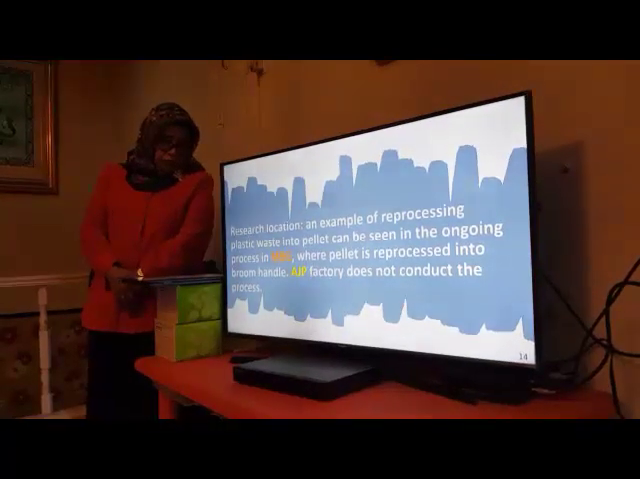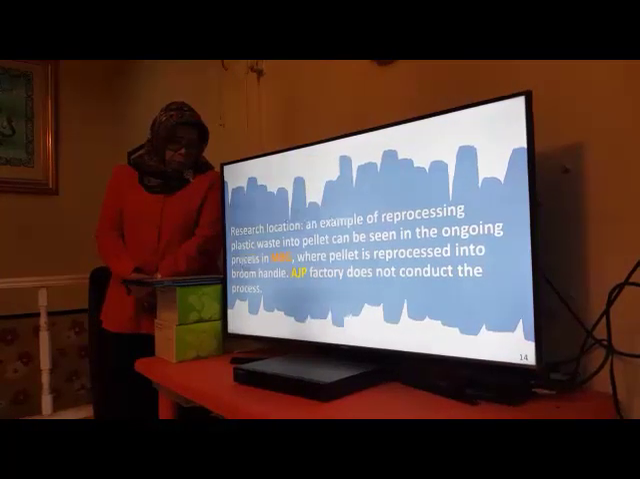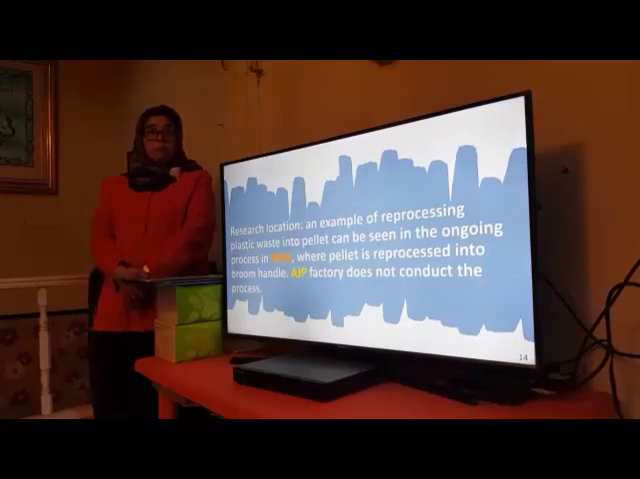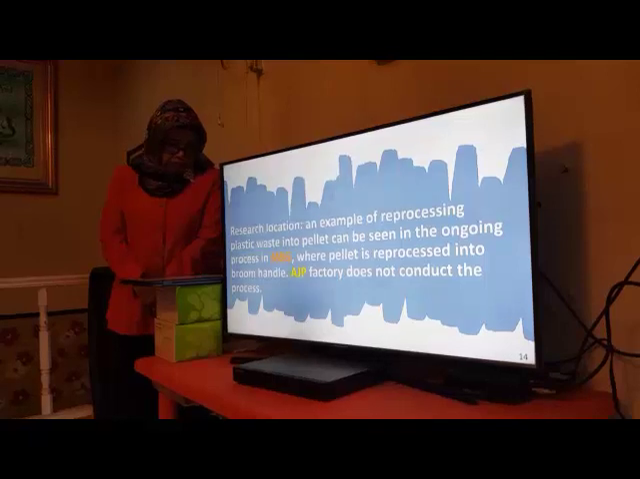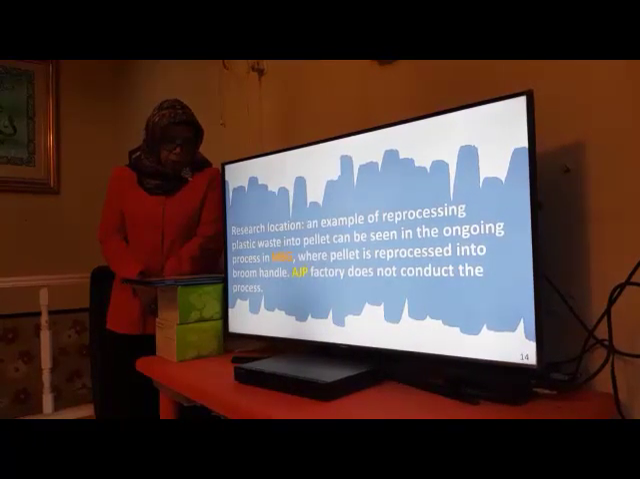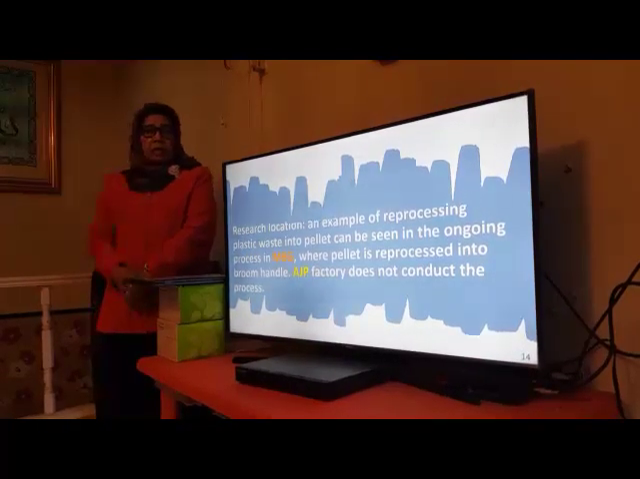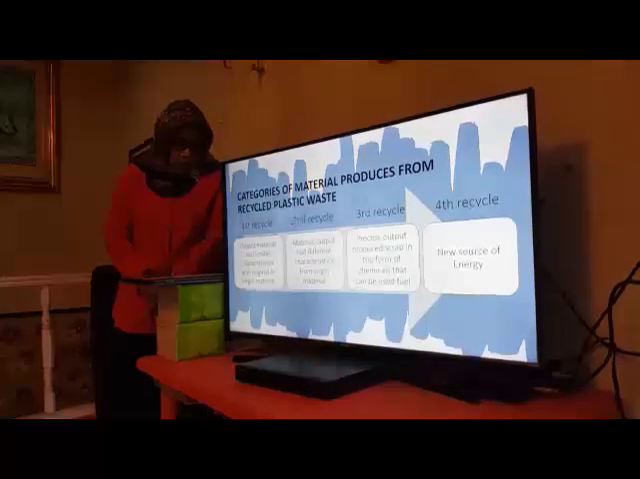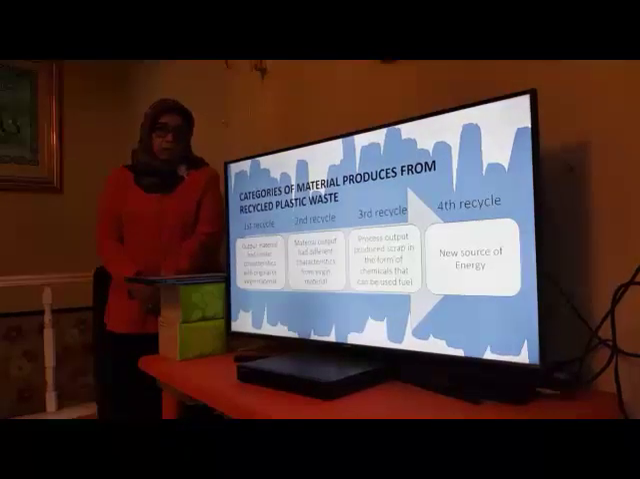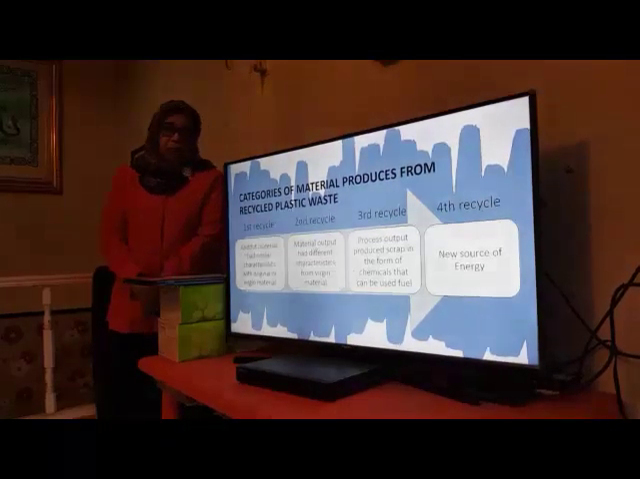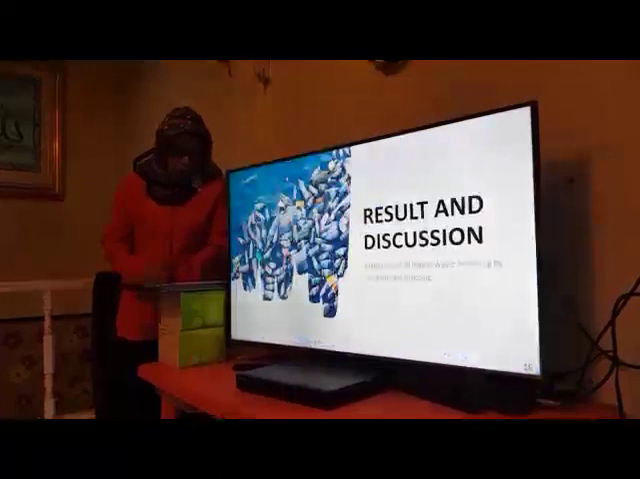The research locations, as examples of reprocessing plastic waste into pellets, are MBG, a small medium industry for plastic waste in Bekasi, and the second, the pellet AGB factory in Surakarta. They produce pellets up to fuel. This is the category of material produced: first recycle, second recycle, third recycle, and fourth recycle. We can see it from the presentation.